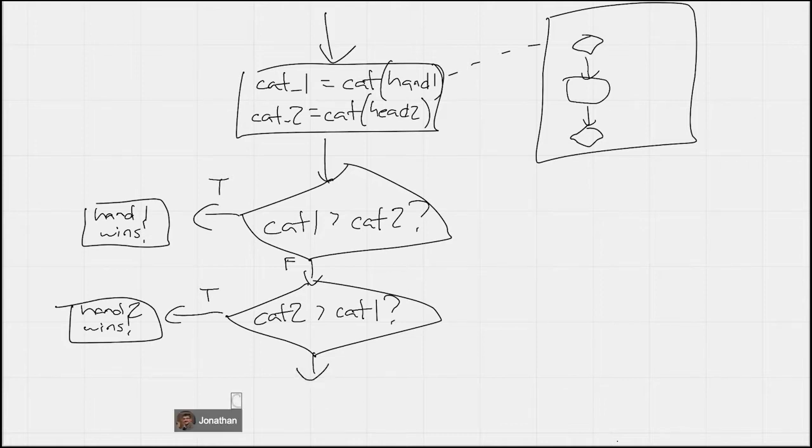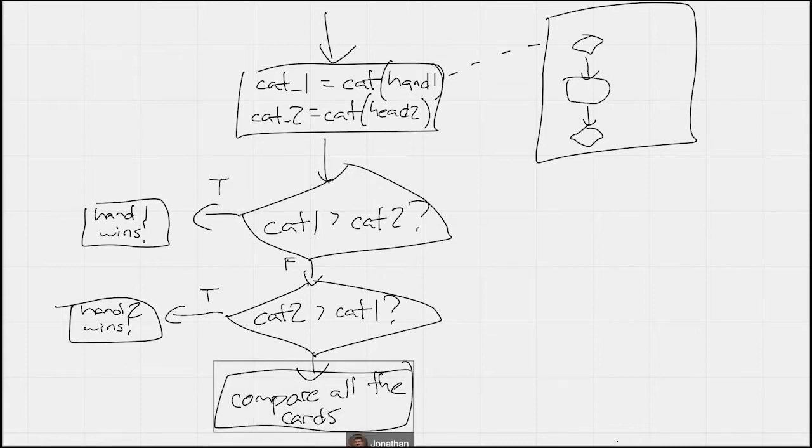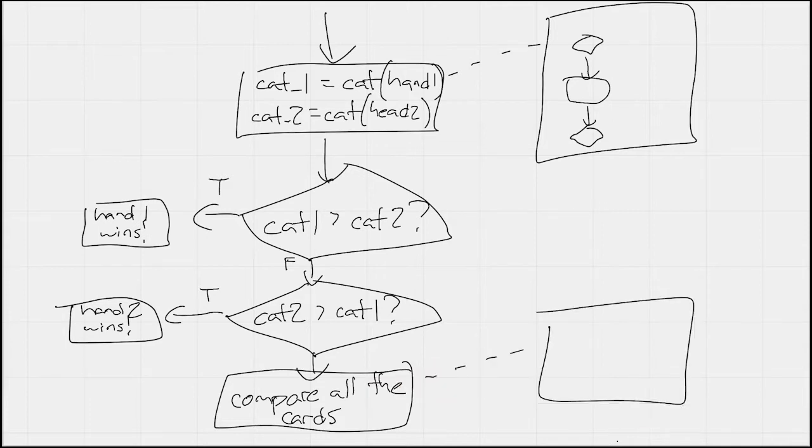And then if neither of those is true, then we're going to have to do some kind of comparison of all the cards. That's something that I'm intentionally leaving extremely vague just for the moment. But once again, it's probably going to involve some kind of a larger procedure that has its own decisions and steps and its own algorithm. But we can start converting even this really, really abstract kind of a flowchart into Python code.